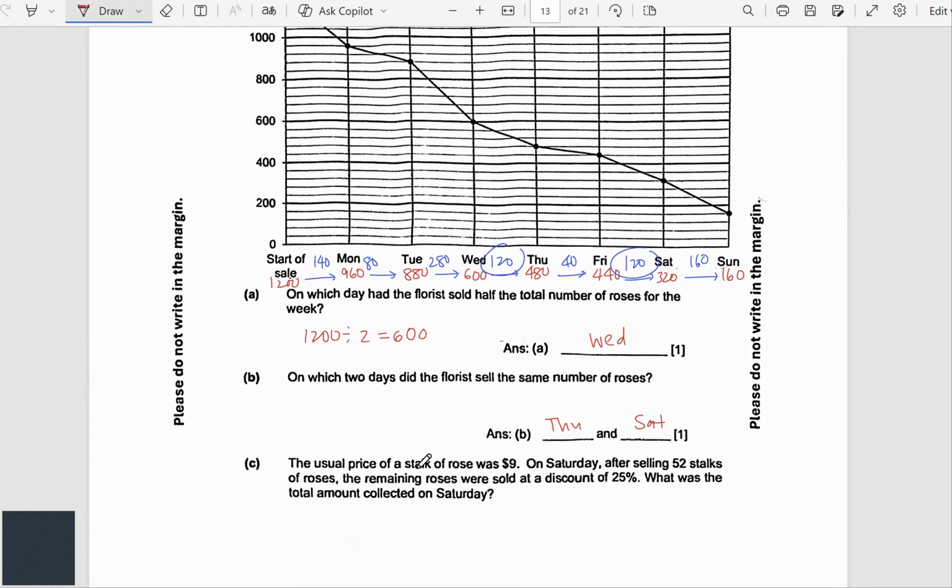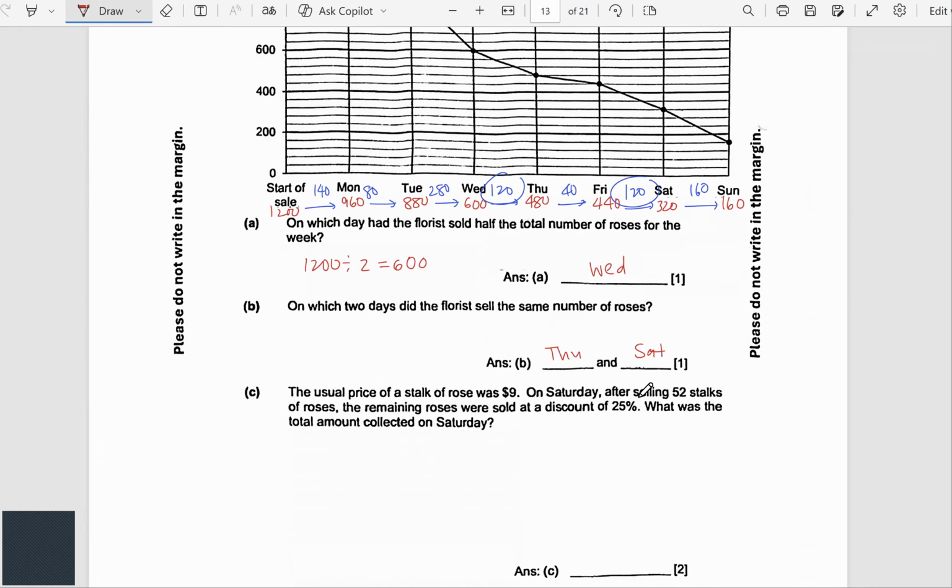The usual price of a stock of rose was $9. On Saturday, after selling 52 stocks, the remaining was sold at a discount of 25%. What was the total amount collected on Saturday? So take note, we are only looking at Saturday, for which 120 roses were sold. Okay, so after Saturday, this 120 out of 120, right? 52 was being sold first. So 52 will be at the full price of $9. Then the remaining will be at the discounted price.